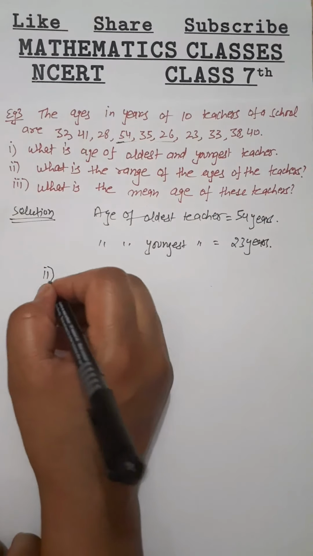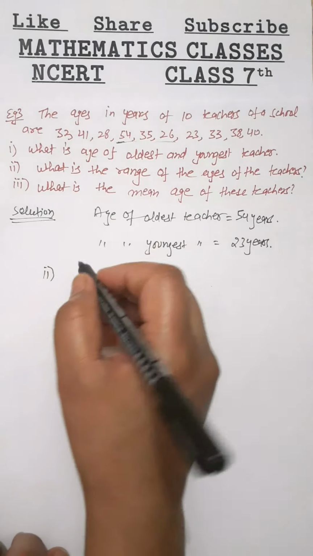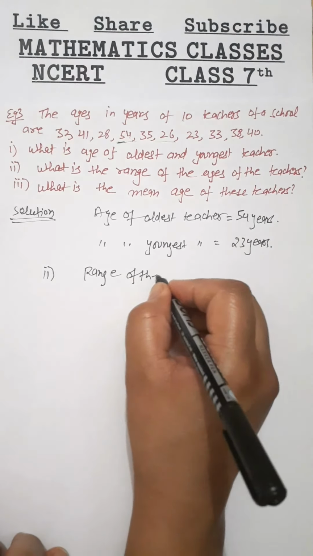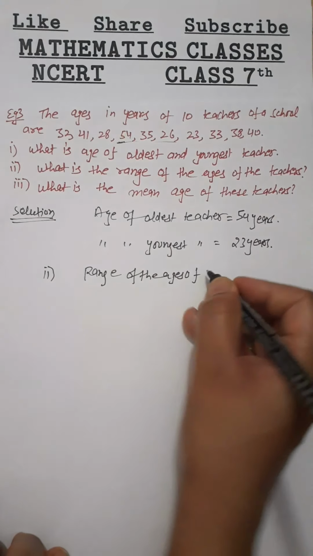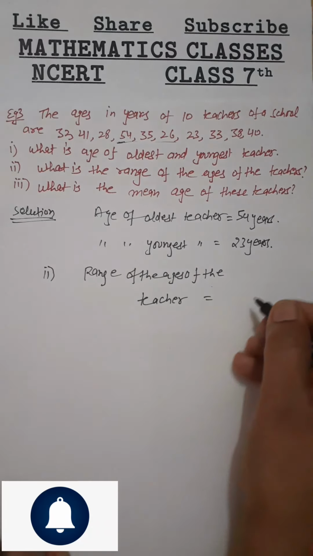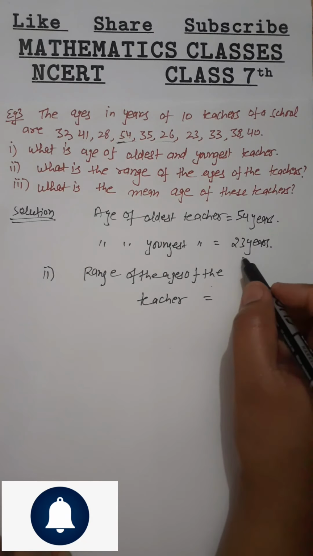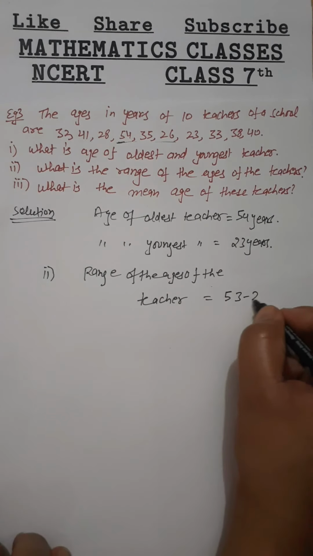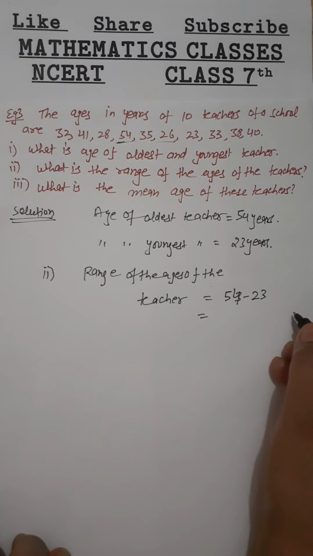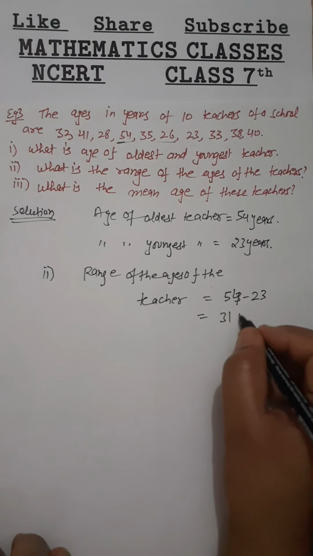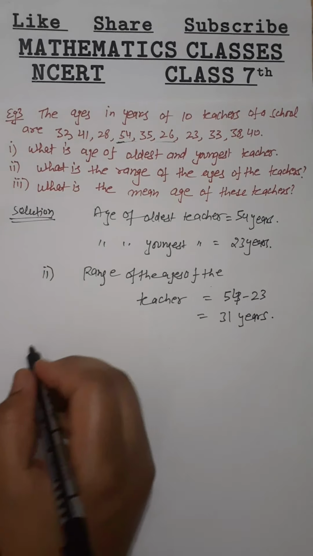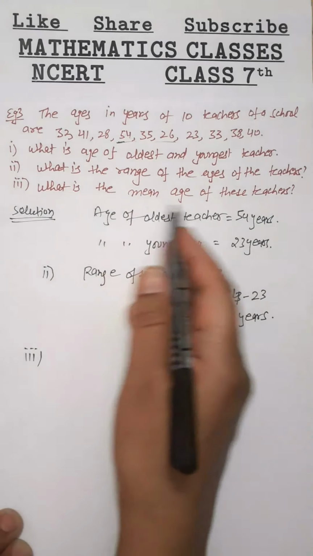Second part, what we have to find? Range of the ages of the teachers. That is oldest teacher minus youngest teacher. 54 minus 23 makes 31 years. Last one is part third. What is the mean age?